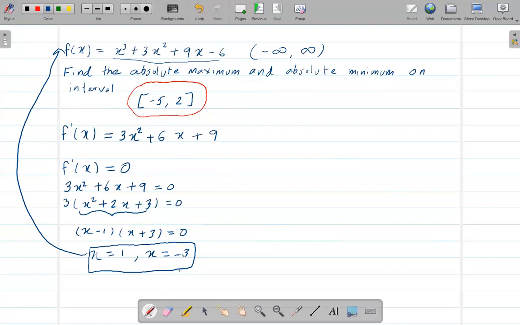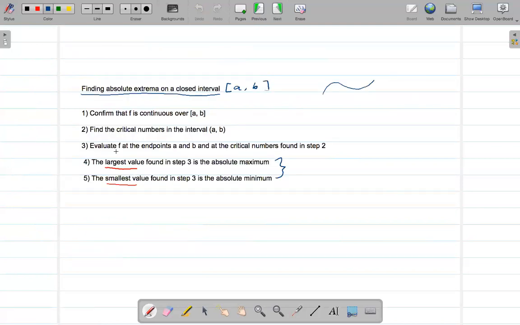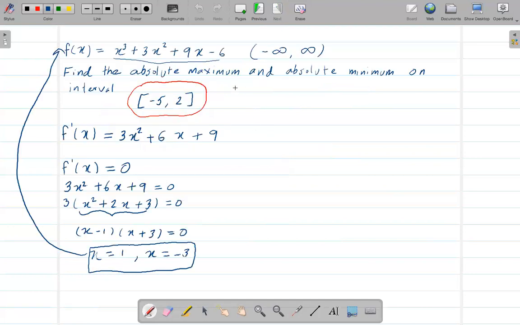Okay, so once we get this, now evaluate f at endpoints a and b. So whatever the interval is given, find the value of f at those points and also at the critical numbers. So this means first let's find the value of f at the endpoint. Let's use f of negative 5.